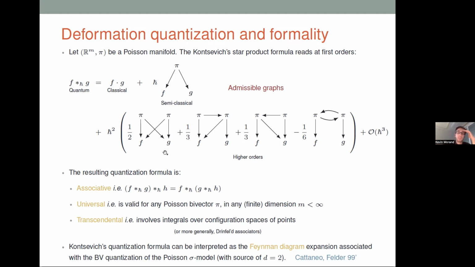And then we have this prescription in order to define higher orders at any order in ħ. This is given by an expansion on admissible graphs. These are admissible graphs defined by Kontsevich.